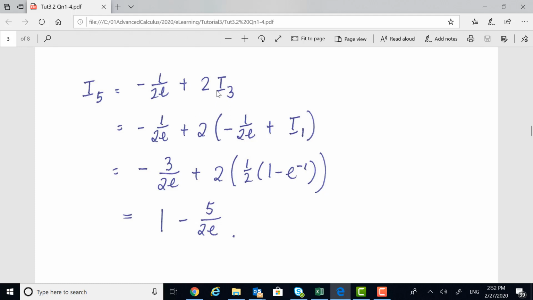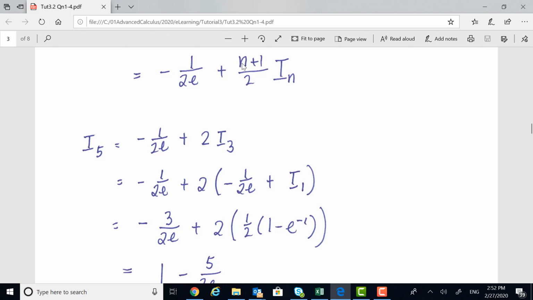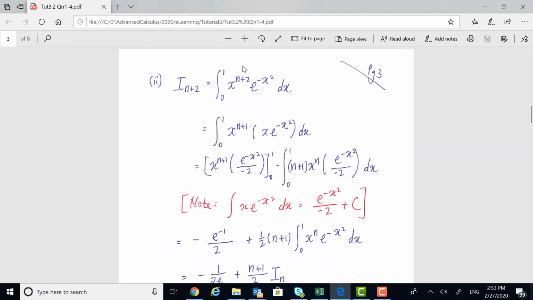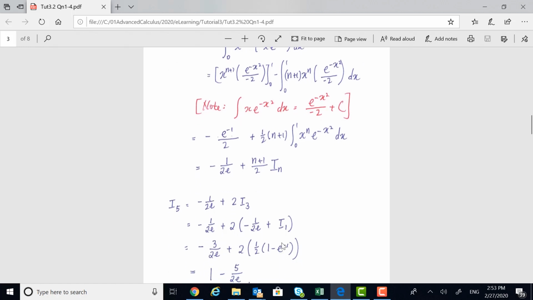And then I now apply the same formula again to I3, the same formula that I've proven. I get this. How do I get this? I just put n as 1. Why is it n as 1? You look carefully here. This is I of n plus 2, right? I just need n to be 1 to give me I3. So I put n as 1. Then it becomes 2 over 2, which is 1, I1. That's how I get 2, I1 here.